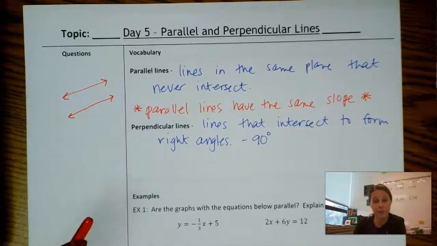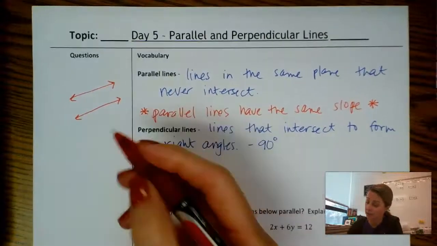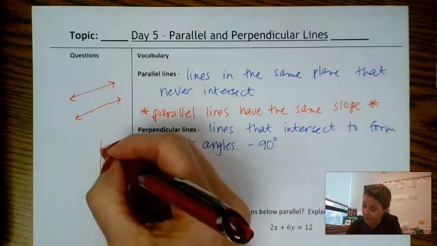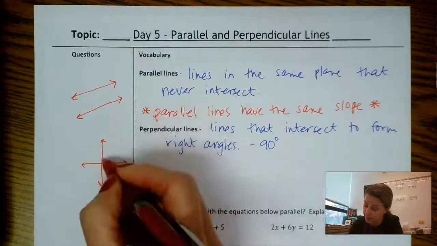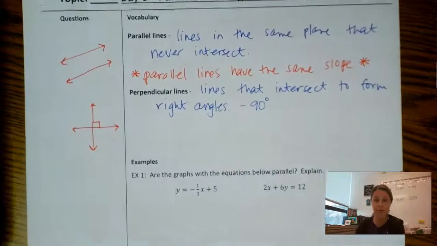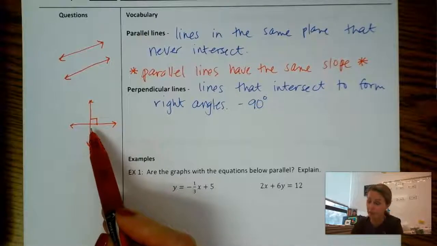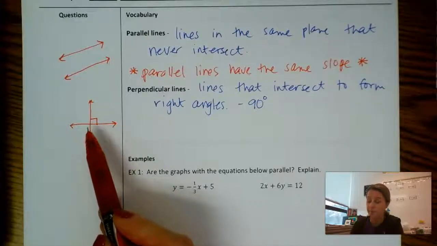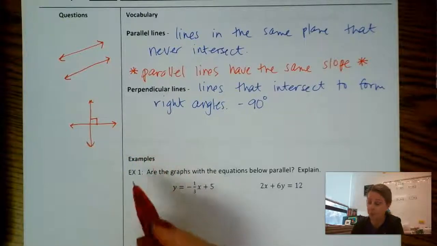Okay, perpendicular, we want them to intersect, and they have to intersect at a right angle. So if you had a vertical line and a horizontal line, those are perpendicular as long as you have this 90-degree angle right here. This little box here is the 90-degree symbol. So perpendicular lines have a concept on slope.